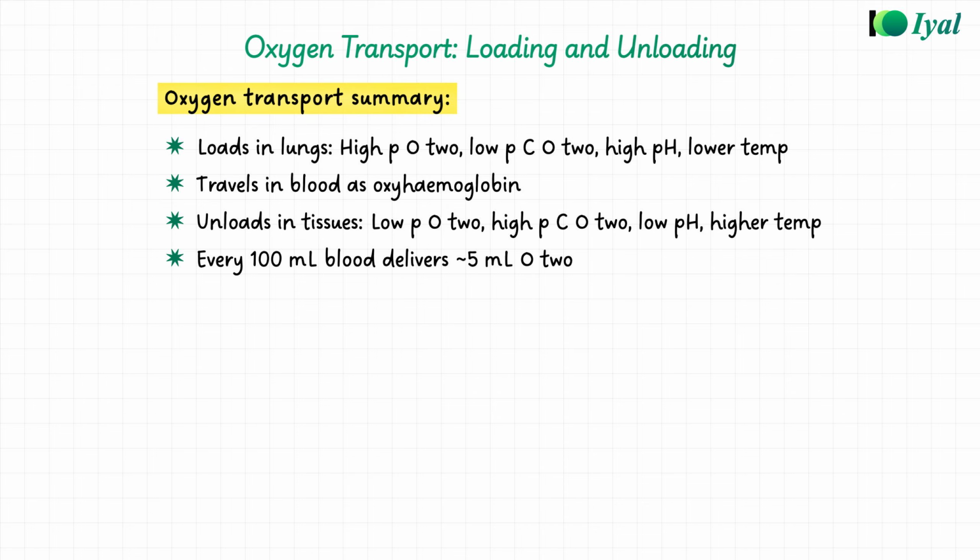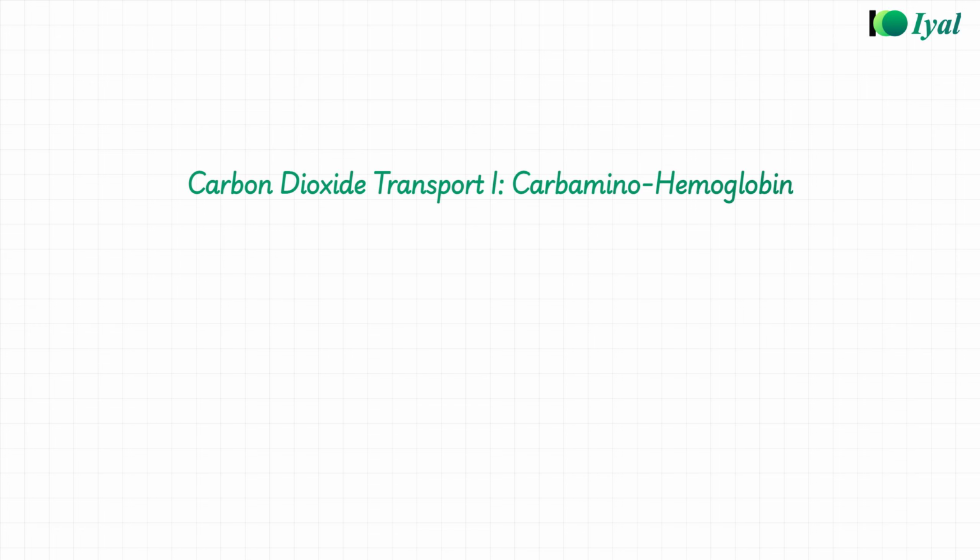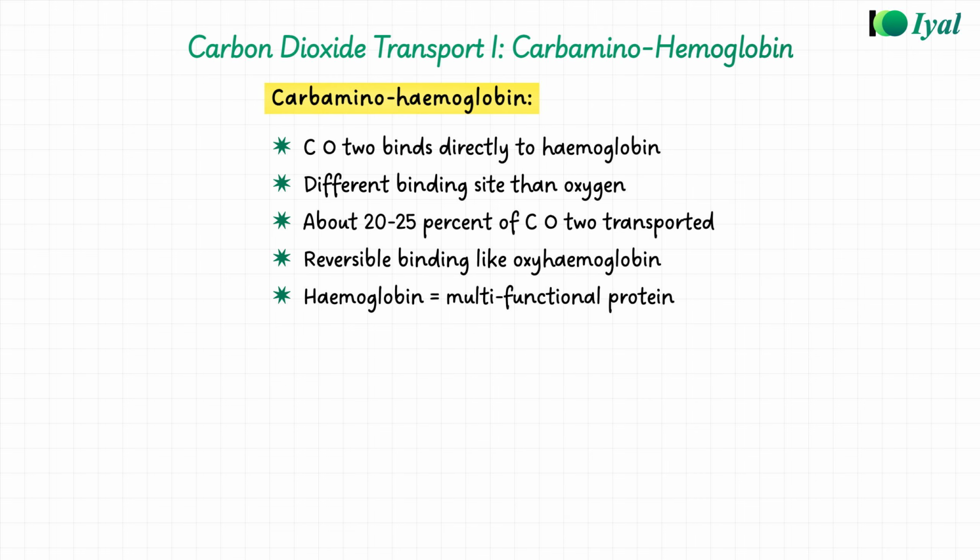So here is the beauty of the system. Oxygen picks up where it is abundant in the lungs. It travels in blood attached to hemoglobin as oxyhemoglobin. When it reaches tissues where oxygen is scarce and carbon dioxide is abundant, it automatically releases. Every 100 milliliters of oxygenated blood delivers approximately 5 milliliters of oxygen to tissues under normal conditions. The system is self-regulating based on local conditions. No external control needed.